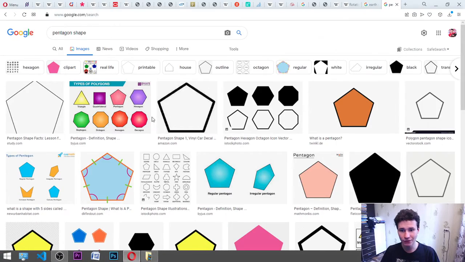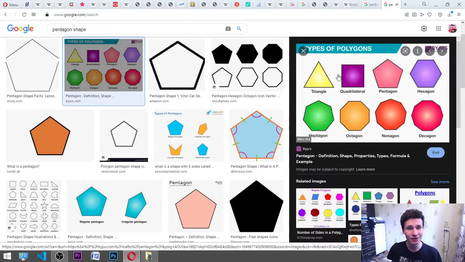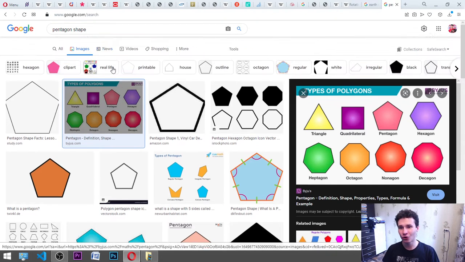I can open a picture, by the way, one moment. Pentagon, shape. And here it is, you will see that the pentagon looks this way. These are the types of polygons: triangle, quadrilateral, pentagon, hexagon, heptagon, octagon, nonagon, decagon, and it goes on. The more angles we have, the more it looks like a circle.